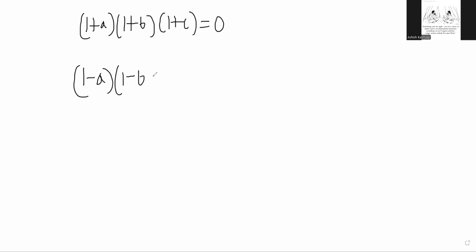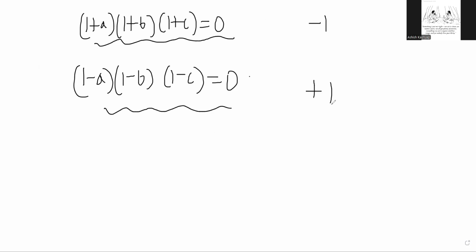(1 plus A)(1 plus B)(1 plus C) is 0, and (1 minus A)(1 minus B)(1 minus C) is 0. So this will be 0 if any one of them is -1, and this will be 0 if any one of them is +1. Since the same term cannot be both, you will have to say A is -1 and, let's say, B is +1. That is enough.